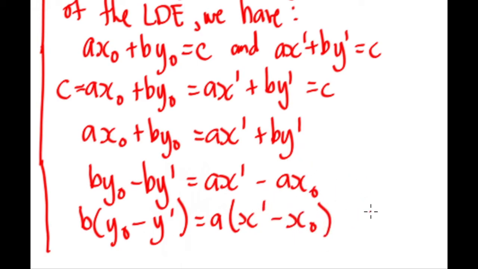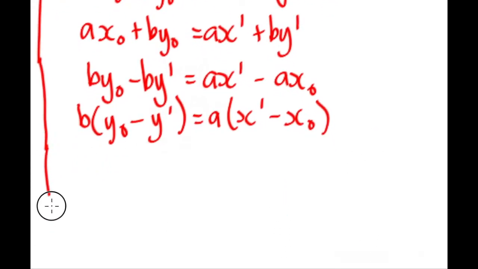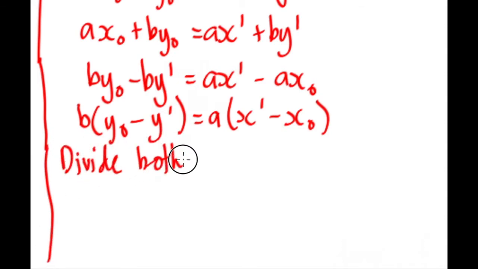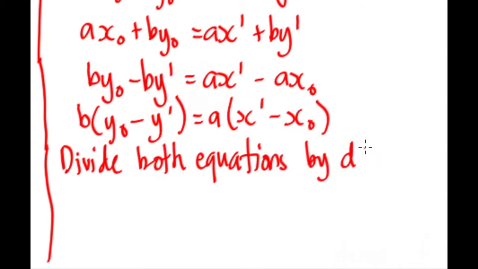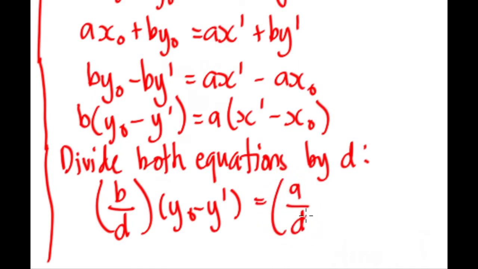Now, what we want to do is to divide both equations by d. So in this step, what we'll do is divide both equations by d. So if we have that, what we'll have is b over d times y sub 0 minus y prime equals a over d times x prime minus x sub 0.